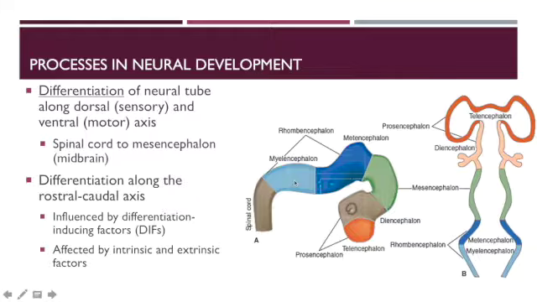The differentiation also occurs along a rostral caudal axis, and it's influenced by these chemical factors that we've called differentiation-inducing factors. So some of that happens because of internal factors, intrinsic factors, but some of it is also because of environmental signals like folic acid and other chemicals in your diet that help to produce the differentiation of these different nervous system areas.